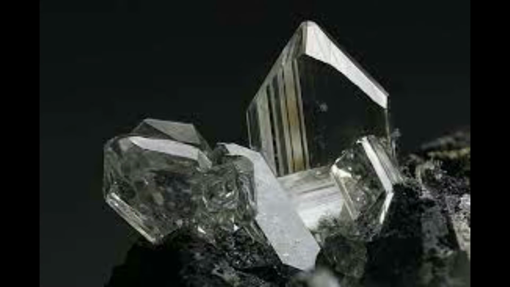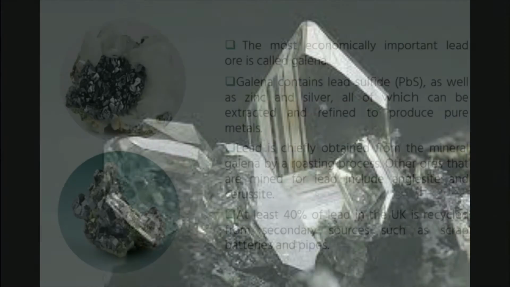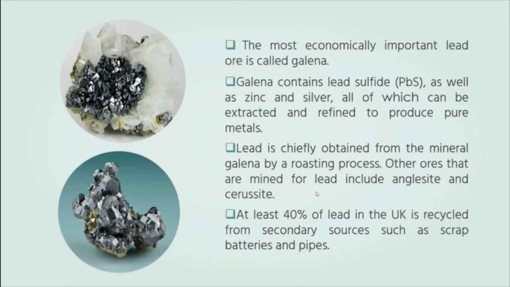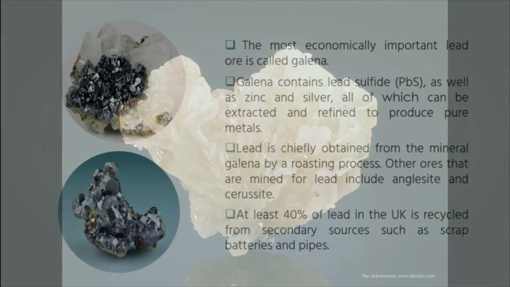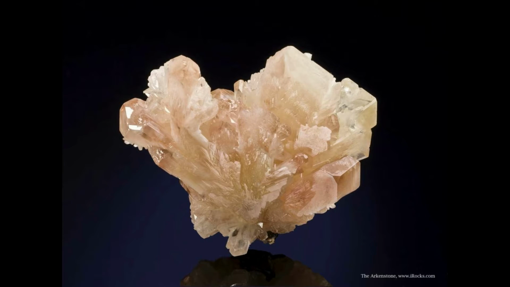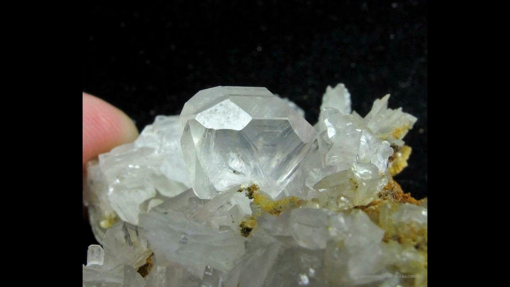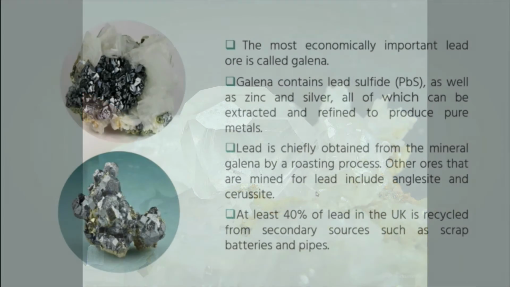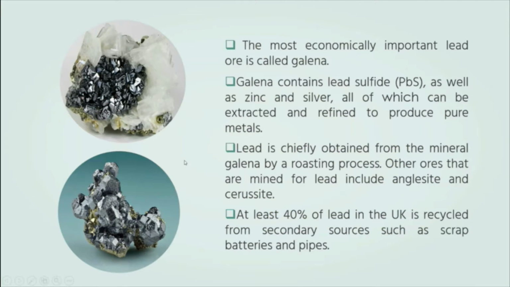Anglesite is a mineral consisting of lead sulfate formed by the oxidation of galena, and cerussite, which is a colorless or white mineral consisting of a carbonate of lead that occurs in transparent crystals and also in massive form and is a source of white lead. At least 40% of lead in the UK is recycled from secondary sources such as scrap batteries and pipes.